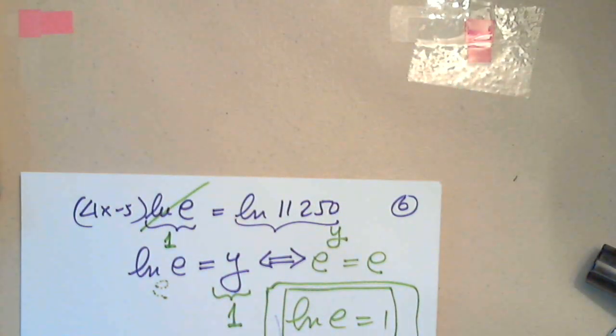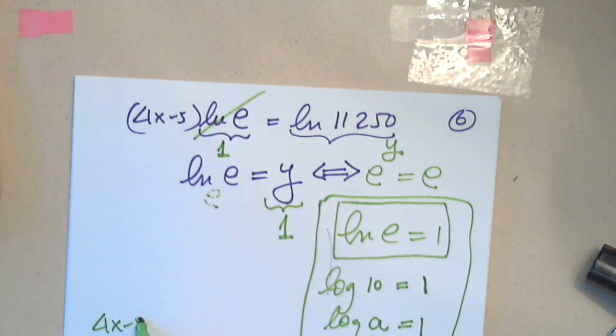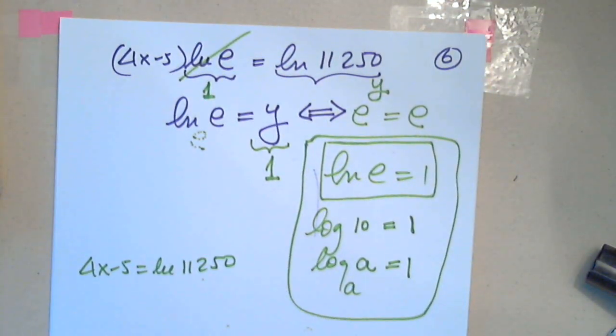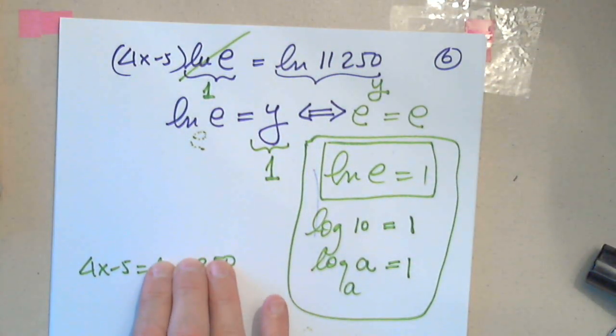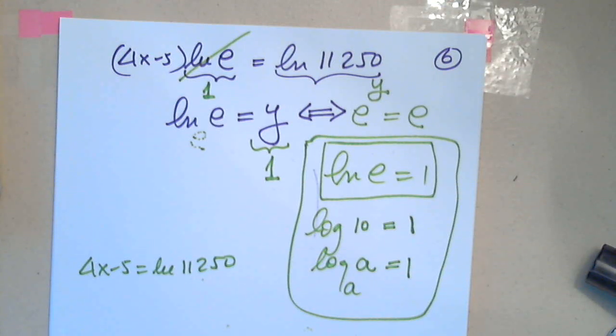I'm back to the problem. This is 1. So then I have 4x minus 5 equals natural log 11,250. This is just a number. So what should I do next to find x?